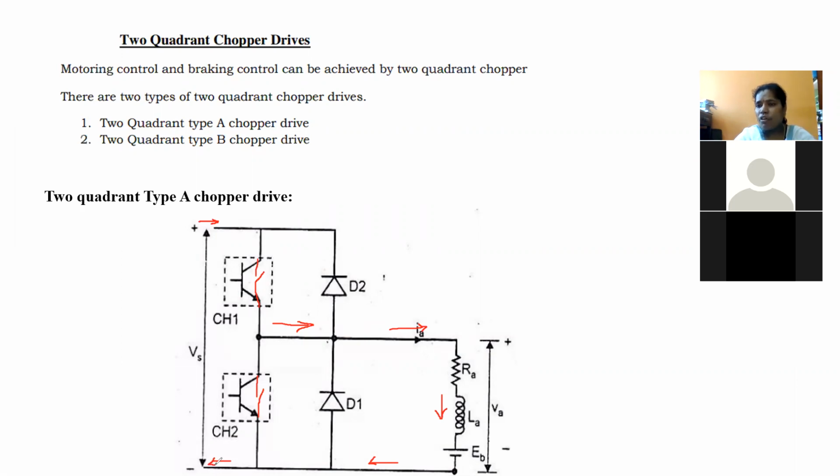I have drawn the current flowing path when chopper 1 is on. During this path, will the inductance store the energy or deliver the energy? Store, ma'am. Right, exactly. And can you say, whenever this chopper is on, why does the current choose the motor path instead of this diode path?